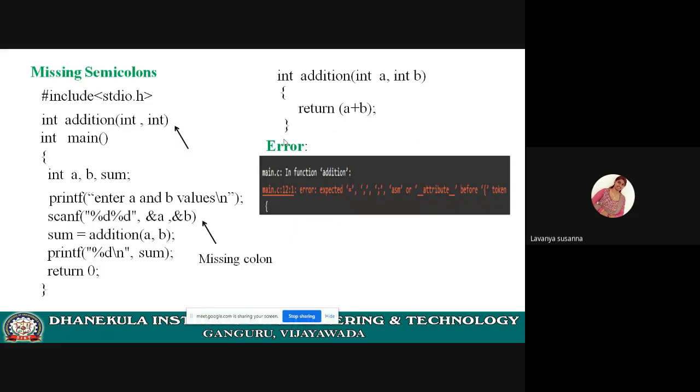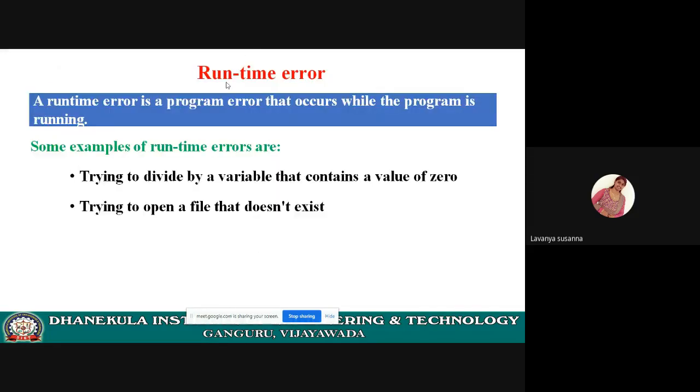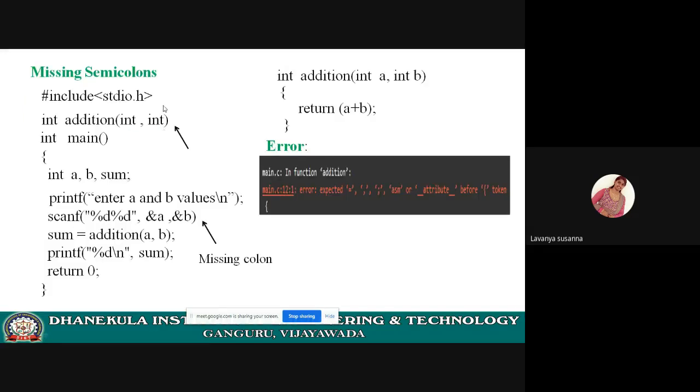Next, missing semicolons. As I said, in a C program, each and every statement must end with a semicolon only. If any semicolon is missing, the compiler will generate an error. See here, I'm moving the cursor. See the arrow marks after the function declaration. The semicolon is missing. After a function declaration, you have to type the semicolon. Okay, see here, the semicolon is missing.